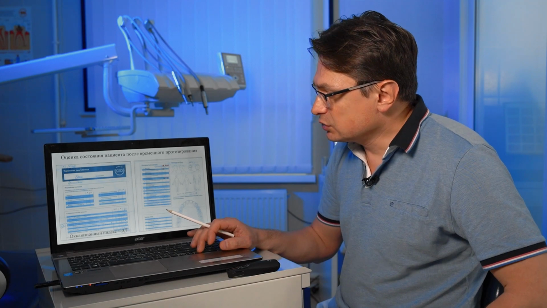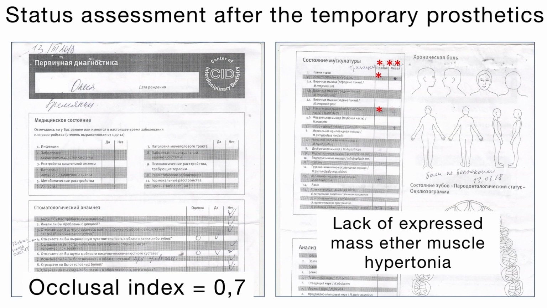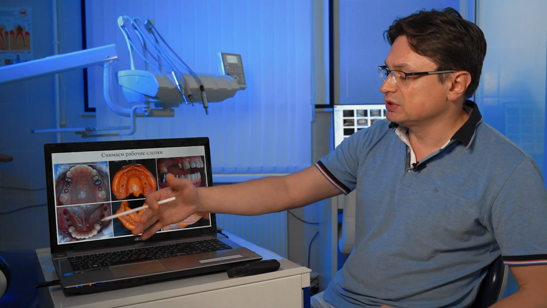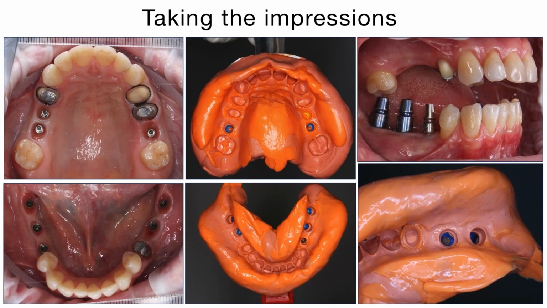And then again, I assess the occlusal index, the patient's spasticity, and the presence of pain. We removed these pains at the stage of preprosthetic preparation and no longer need them. If everything is fine, we proceed to the next step, taking working impressions for permanent prosthetics, and go directly to permanent prosthetics.